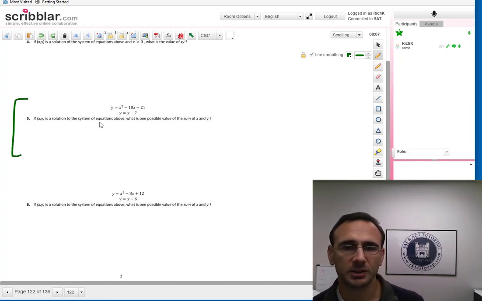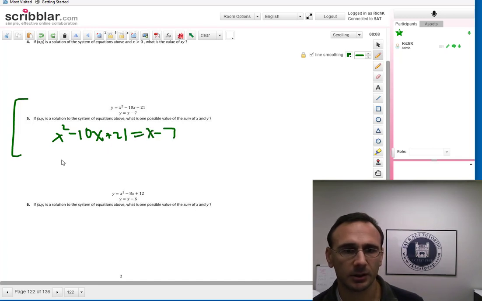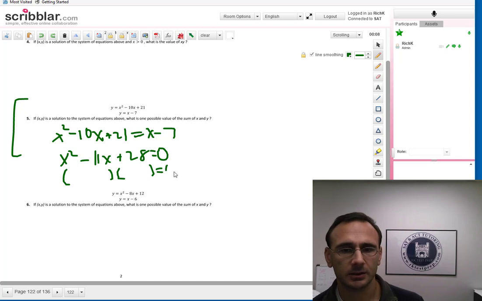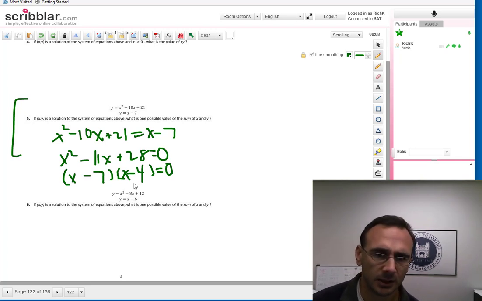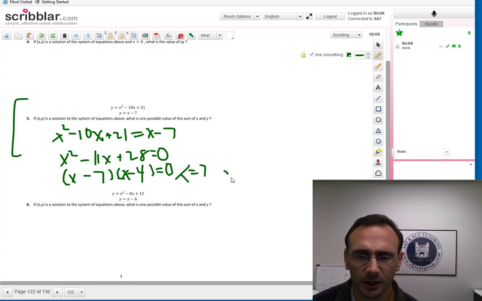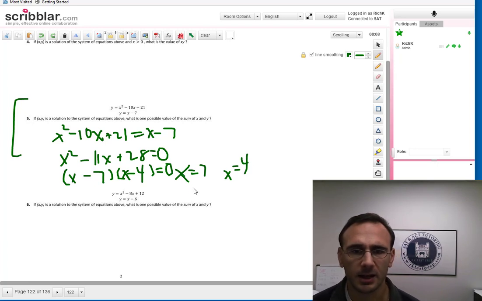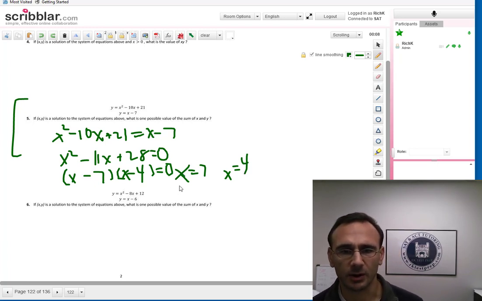Number 5 is another system. Now they're both y equals, so we want to set those equal. We set x squared minus 10x plus 21 equal to x minus 7. Again, whenever we have x squared and x terms, we move everything to one side so we can factor and solve. We want two numbers that multiply to 28 and add to -11. So x would be either 7 or x would be 4. And then in each of those, we get a corresponding y value.